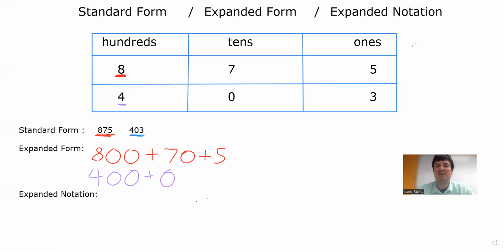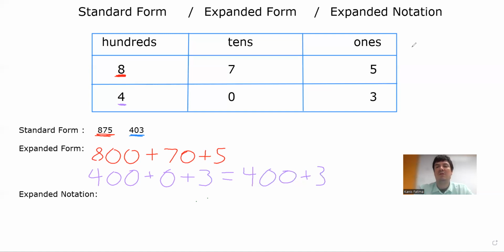My last digit is 3. 3 is in the ones column. So I'm going to add plus 3 ones or 3. So 403 in expanded form is 400 plus 0 plus 3. Now, because I'm adding a 0 in the middle, I can just instead shorten that and say 400 plus 3.